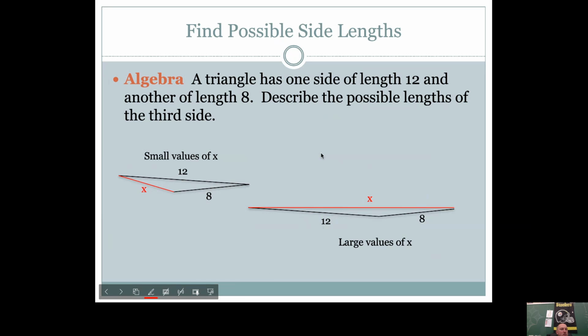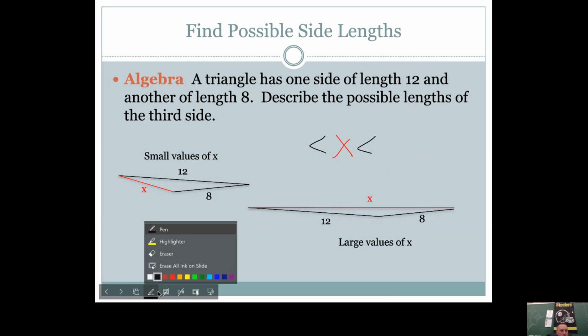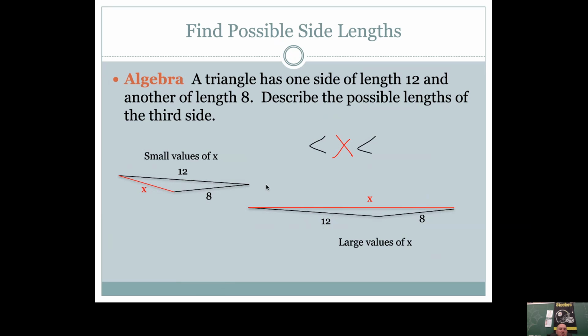Here's how you do these problems. When they give you two sides, that third side needs to be bigger than a number, and it needs to be smaller than a number. Now, where do those numbers come from? Well, I'll put the two numbers in and see if you can guess. The third side better be bigger than 4. Over here, this third side better be less than 20. Where did I get those two numbers? 12 minus 8 is 4. 12 plus 8 is 20. This is your range of values.